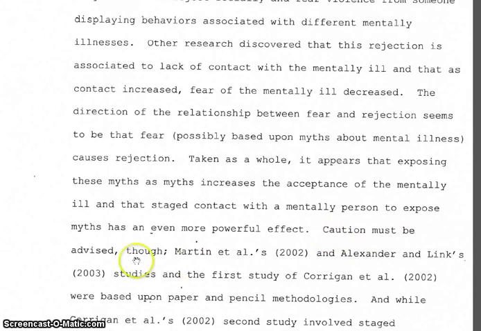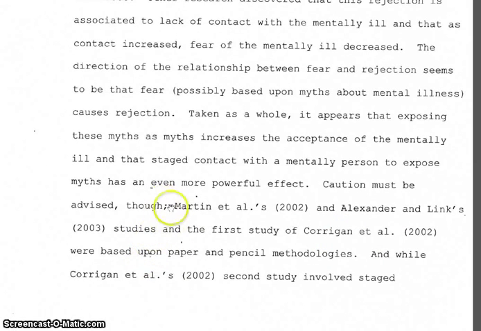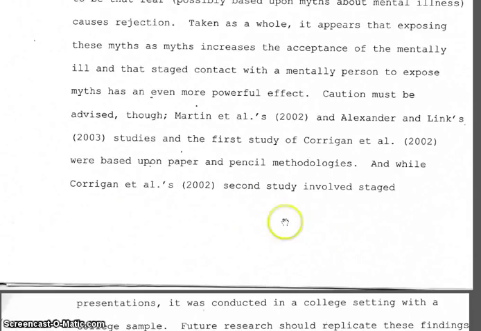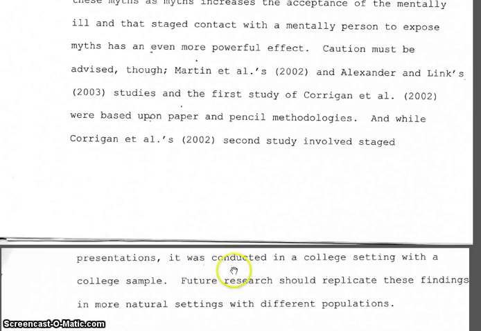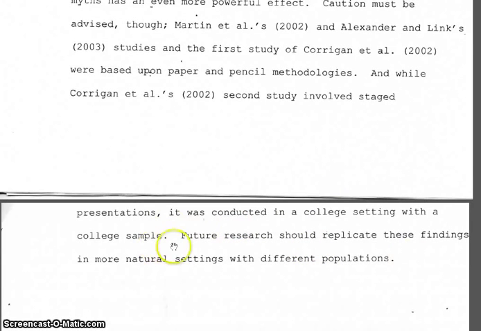All right, caution must be advised, though, and again, see that semicolon usage. Martin et al.'s and Alexander and Link studies and the first study of Corrigan et al. were based upon paper and pencil methodologies, and while Corrigan et al.'s second study involved stage presentations, it was conducted in a college setting with a college sample. All right, so again, we're getting acknowledgement of possible limitations that could have skewed the results, although it may be useful to have more information about why a paper and pencil methodology is problematic. Okay.